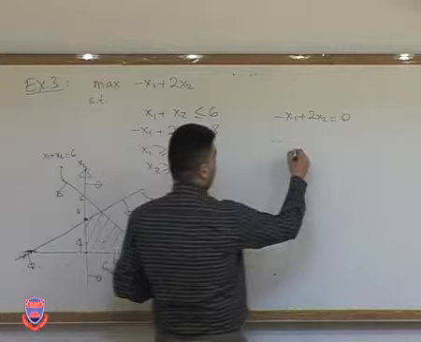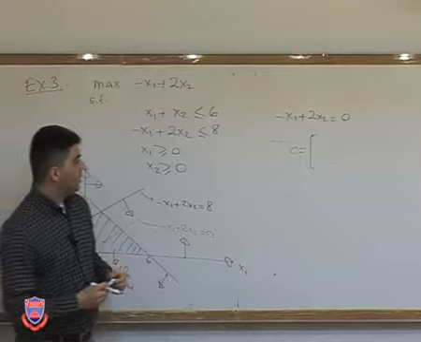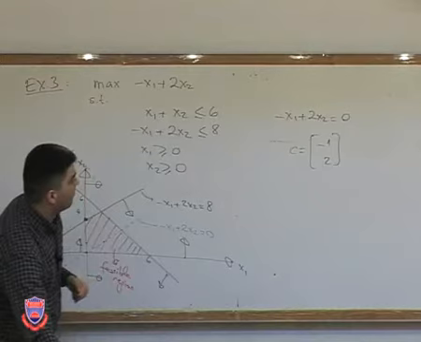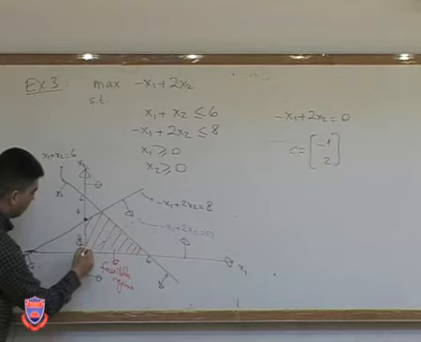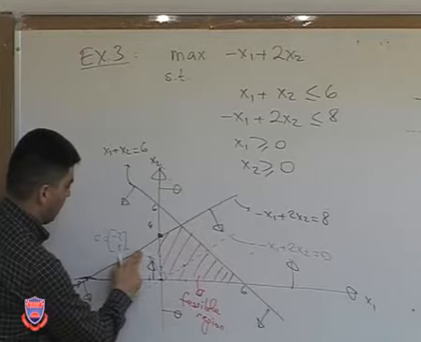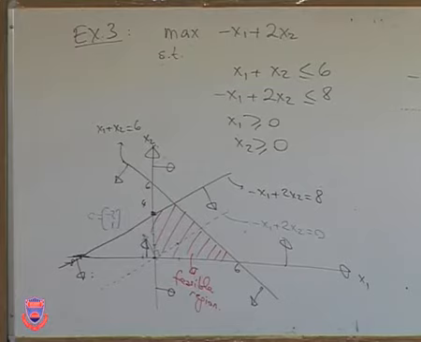Well, I need to figure out the c vector. Remember, the c vector is given by the coefficients of the first decision variable and the second decision variable. So the c vector will be minus 1 and 2, right? So what does the c-vector look like? I have minus 1 here, and I have 2 here. So this is what my c-vector looks like. Since this is a maximization problem, what's the improving direction? The improving direction is c itself, right? Since it's a maximization problem, the c vector tells me the direction in which I need to move my isoprofit line to increase my profit.